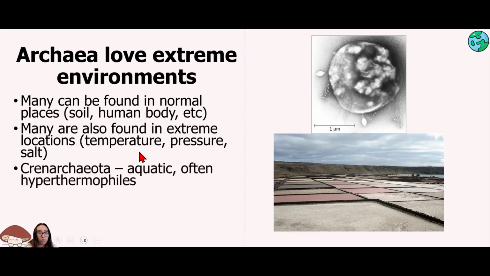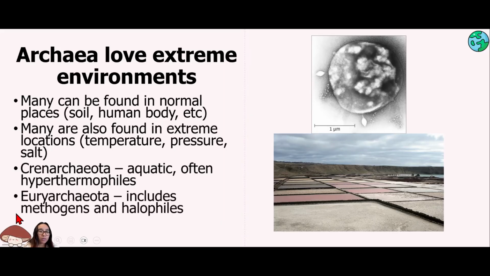So there's some categories. Crenarchaeota, that's a cool name. These are usually aquatic. They like to live in high temperature. So hyper means high, thermo means temperature, and phile means to love. So they're hyperthermophiles. That's cool. We've got the Euryarchaeota, which includes your methanogens and halophiles. So these are going to be the guys that produce methane.